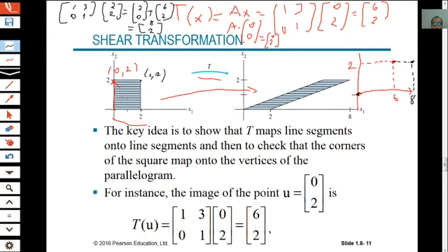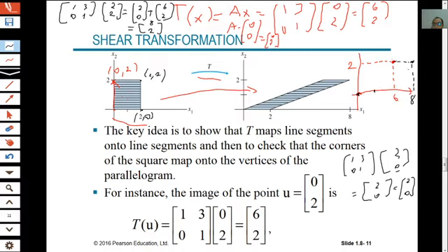And similarly for this one, 2, 0. Let's write here the matrix [1, 3; 0, 1] times (2, 0). We find the image of this corner point: it is equal to (2, 0), and the second component is 0, therefore we have the 0 vector, so the result will be 2, 0. Namely this one.